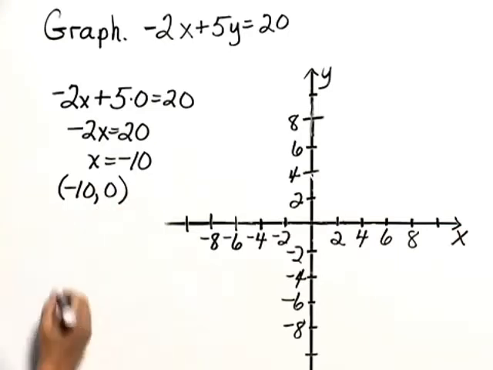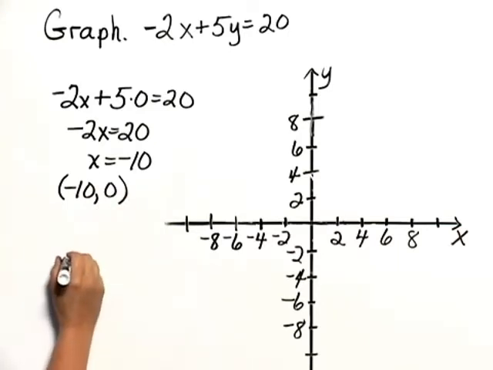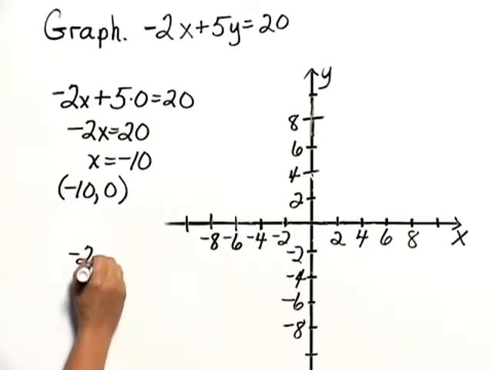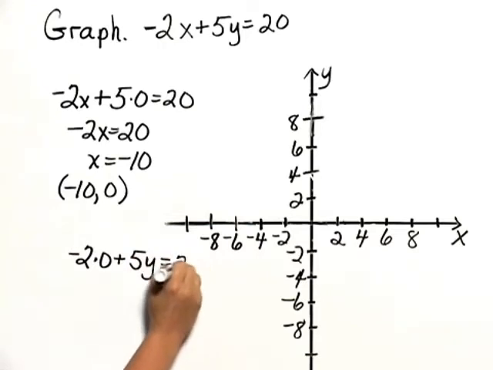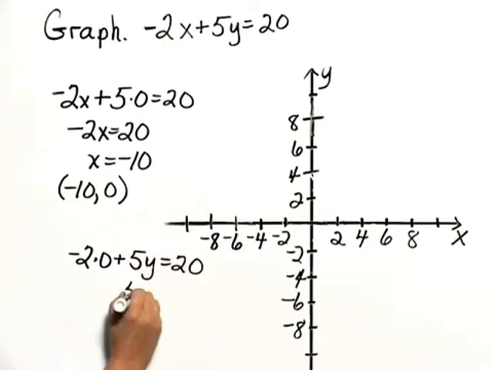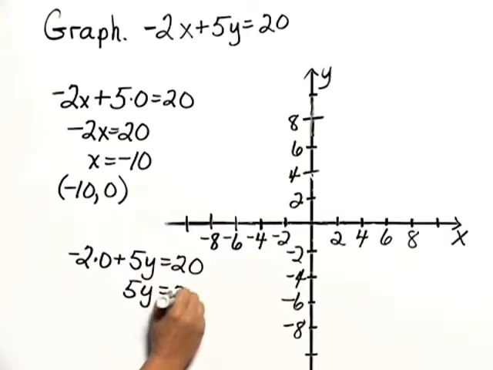Now let's find the y-intercept by letting x equal 0. We have negative 2 times 0 plus 5y equals 20, or 5y equals 20, or y equals 4. And this tells us that the point 0, 4 is also on the graph, and that is the y-intercept.